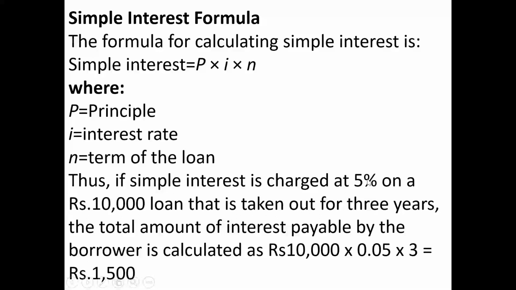5% means 5 by 100, which gives you 0.05. And 3 comes directly as the n term. So if we multiply 10,000 into 0.05 into 3, then you will get 1,500 rupees. So after 3 years, how much amount do you need to pay? You need to pay 10,000 plus 1,500. That much amount you need to pay, though it is simple interest.